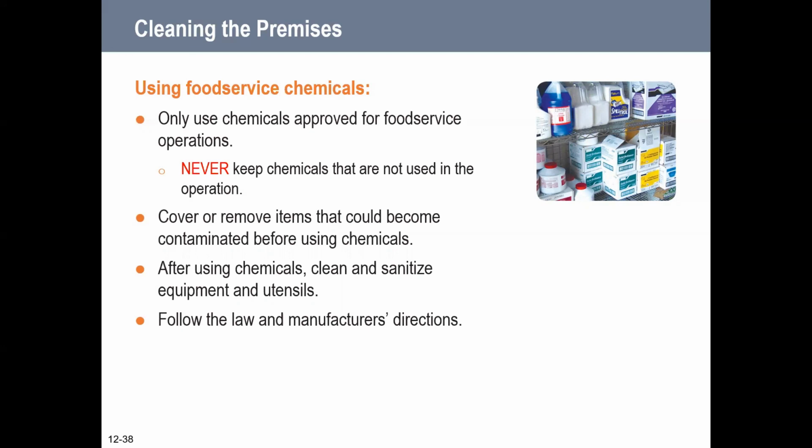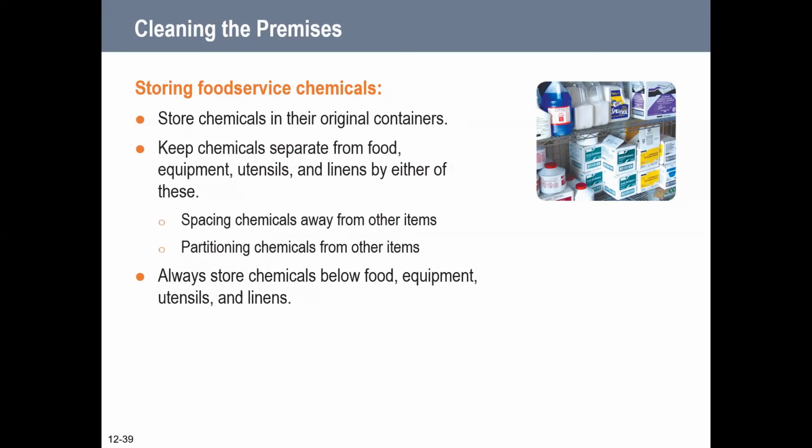After using the chemicals, clean and sanitize, making sure you're following the manufacturer's directions and the law when it comes to those chemicals as well. Ideally, we want to store those chemicals in their original containers, keeping the chemicals separate from food, equipment, and utensils by either spacing them away or partitioning them from other items as well. And we always store chemicals below food, equipment, utensils, and linens. They're always down at the very bottom if they happen to have to be in the same area.